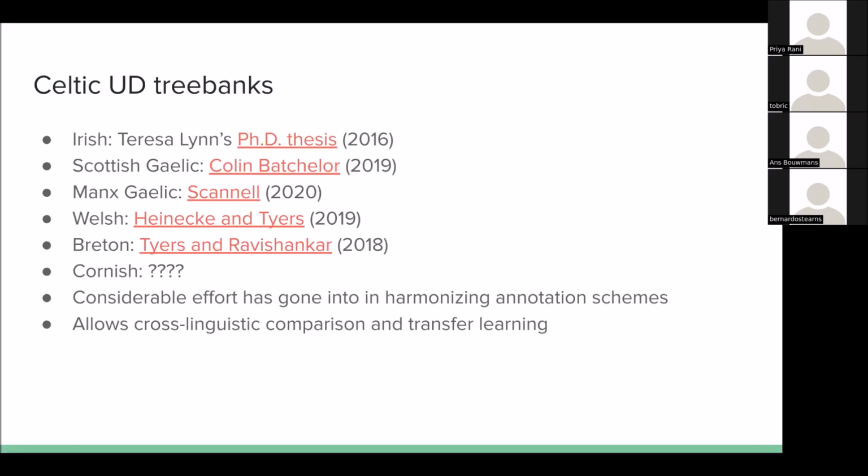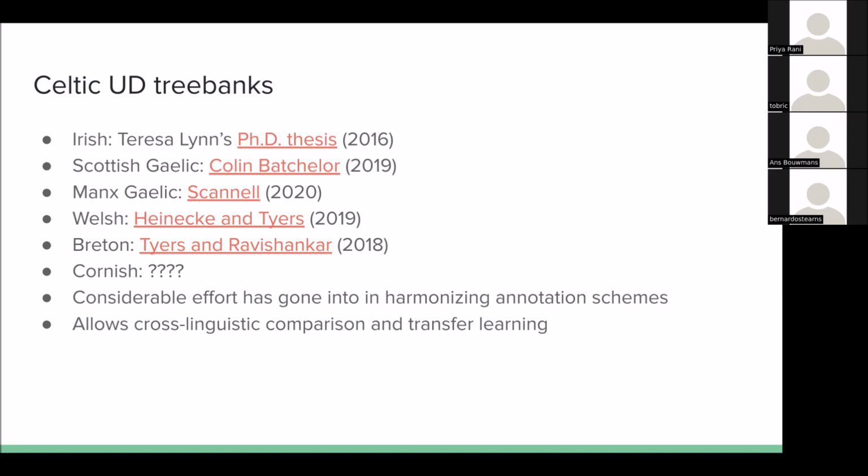The good news is this is sort of a pan-Celtic thing. So Teresa's work kind of kicked off an effort to produce treebanks in the same formalism for the other Celtic languages as well. Colin Batchelor has a treebank for Scottish Gaelic. I produced one in 2020 for Manx Gaelic. And then there are treebanks for Welsh and Breton as well. Cornish is the one Celtic language that has yet to produce a treebank.